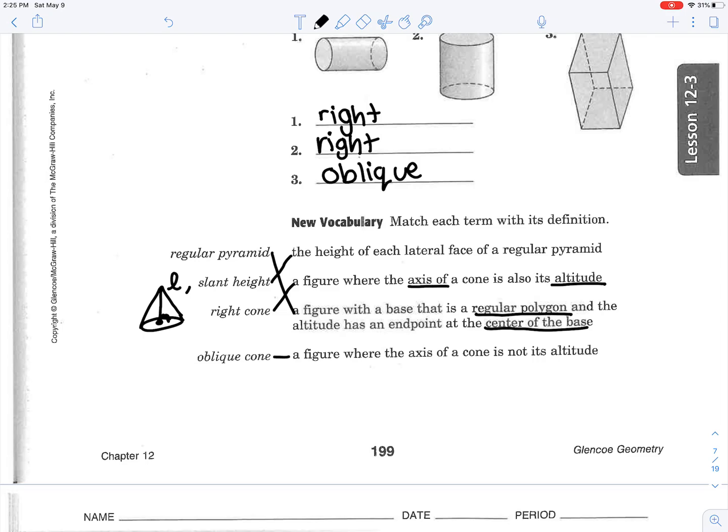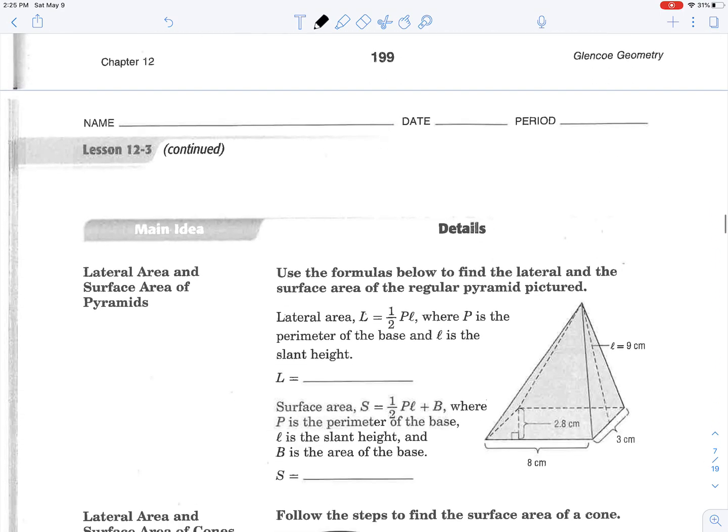An oblique cone is a figure where the axis of the cone is not the altitude. It's going to be leaning over. So the altitude, again, is where it forms the right angle, and the axis goes from the center to the vertex. If the cone is leaning over, then the segment that goes from the center to the vertex is not going to be forming a right angle.